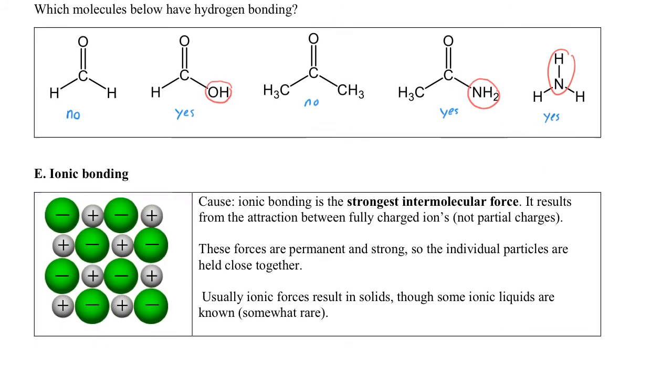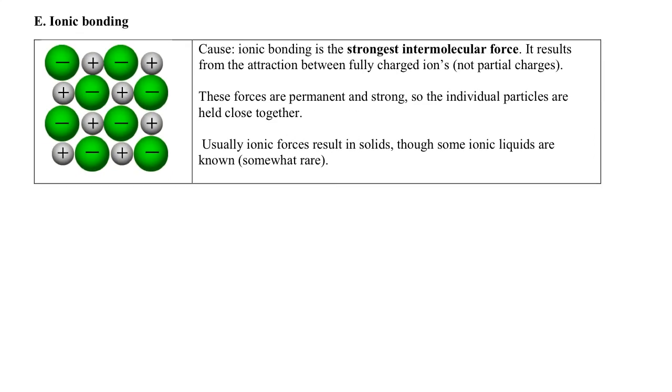Now, the last type of intermolecular force that we're going to talk about is the strongest of the intermolecular forces. This is called ionic bonding. Ionic bonding results from the attraction between fully charged ions. Fully charged ions form much stronger intermolecular forces because they have a complete charge rather than a partial charge. They're also permanent, so therefore they are very strong. The ionic force is so strong, in fact, that most ionic compounds are solid. However, there are a few known ionic liquids.